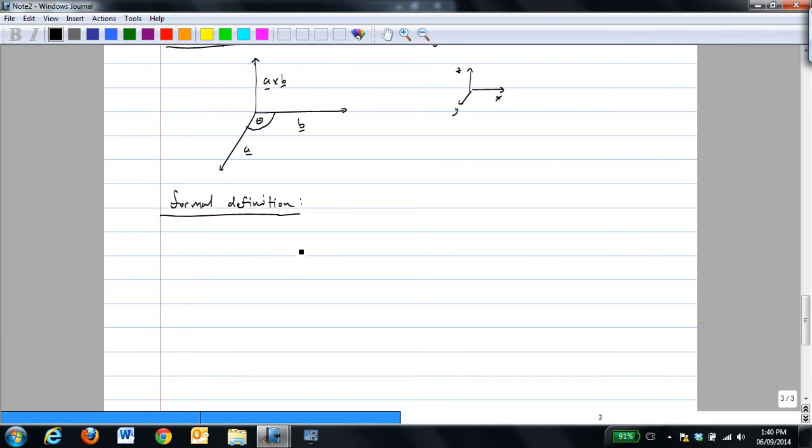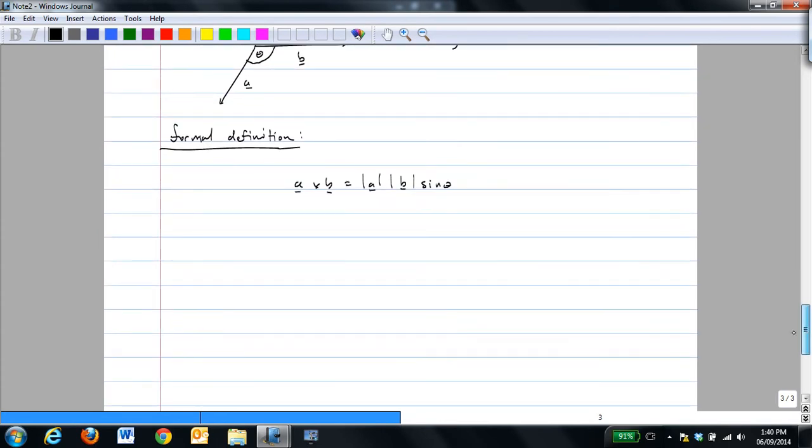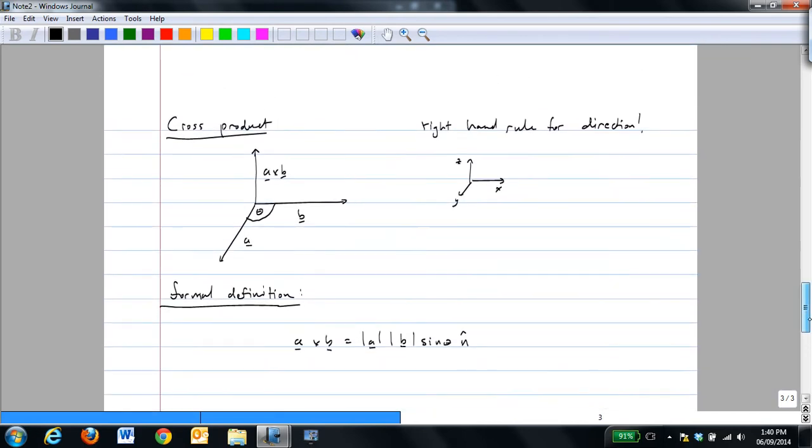So we have A cross B equals the magnitude of A times the magnitude of B sine theta. So in contrast to the dot product, we also have the direction of the vector found. This is a unit vector that tells you the direction of the vector found. So above it'd be z hat.